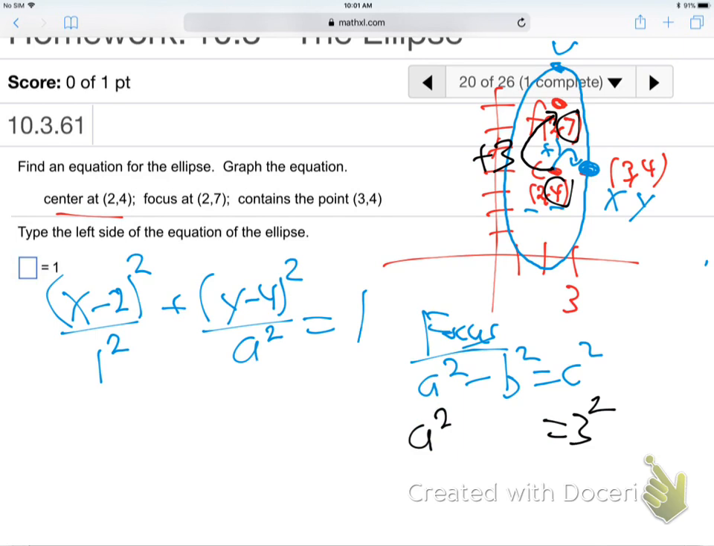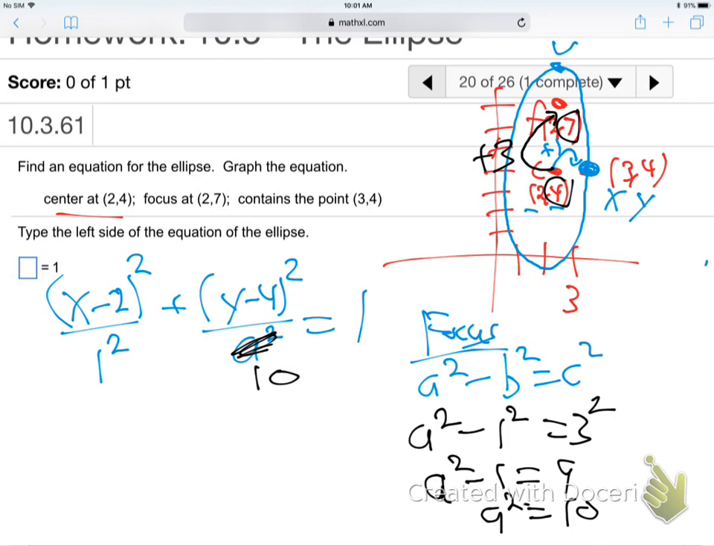A squared is what I'm looking for. B squared is 1 squared. There we go. A squared minus 1 is 9. Add 1. A squared is 10. So there we go. A squared is 10. We're done. Is that too quick? You okay with that? A squared is 10 from the focus equation. So we got the equation.